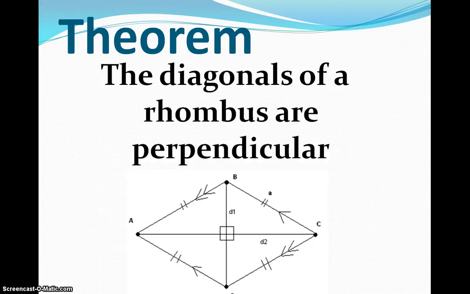Next one is the diagonals of a rhombus are perpendicular. So we proved with parallelograms that the diagonals bisect each other, which is true for a rhombus as well, but it takes it a step further, which states that they are also perpendicular. Because the sides are equal, we would be able to create a proof that would prove that all the angles on the inside here would be right angles, and the diagonals would then be perpendicular.